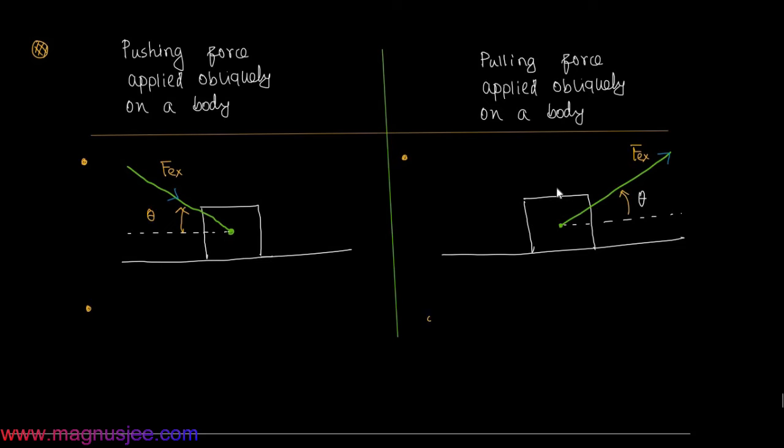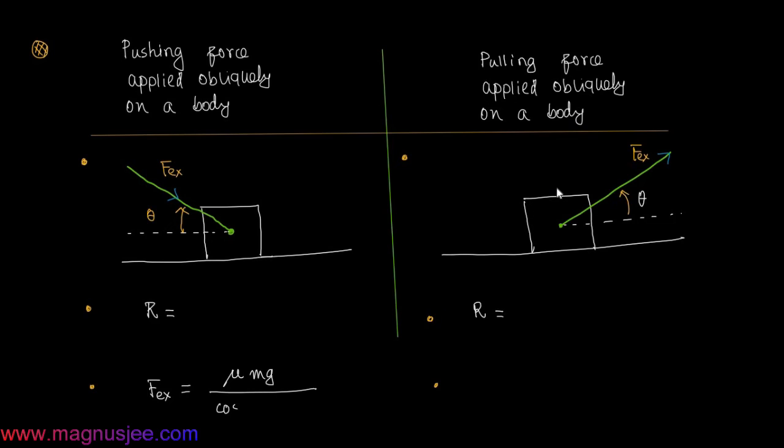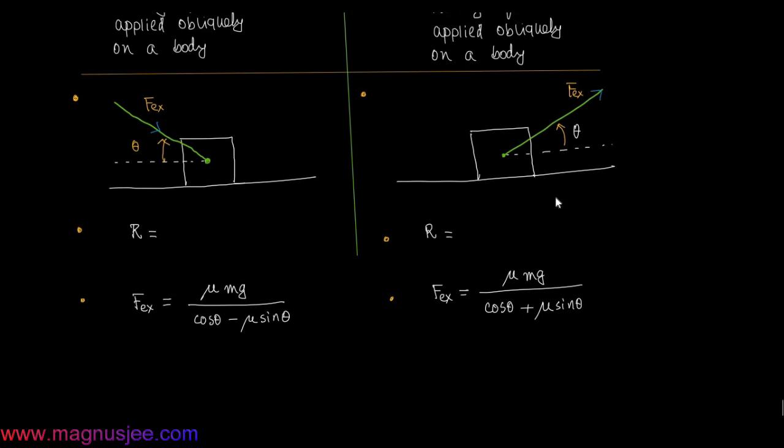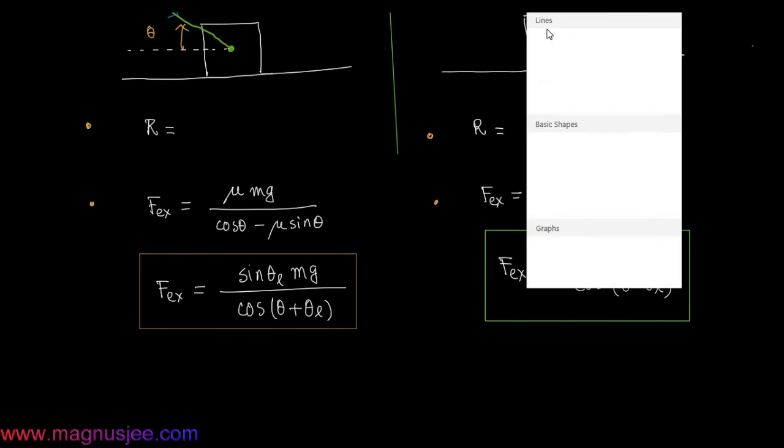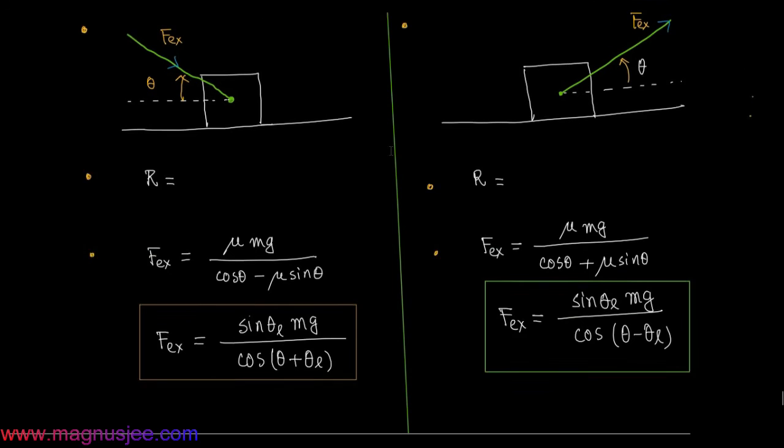So, what should be the expression of pushing force and pulling force applied obliquely to the body? In this case, what should be the expression of normal reaction force on the body applied by the rough horizontal surface? And the expression of pushing force will be mu mg divided by cos theta minus mu sin theta. On the right hand side, the expression of pulling force Fx is equal to mu mg divided by cos theta plus mu sin theta. Next, the expression of pushing force Fx will be sin theta L mg divided by cos theta plus theta L. But on the right hand side, the expression of pulling force will be sin theta L mg divided by cos theta minus theta L.